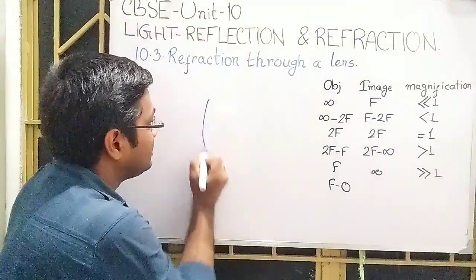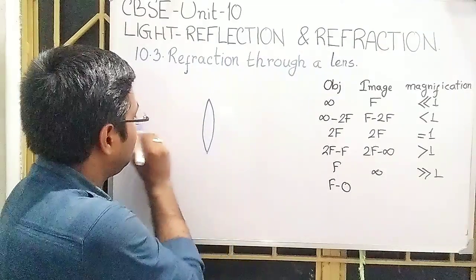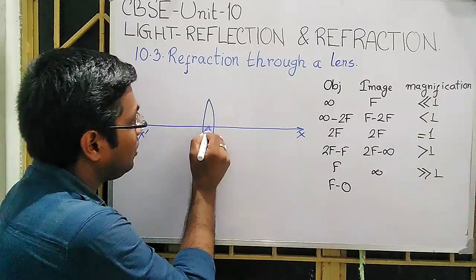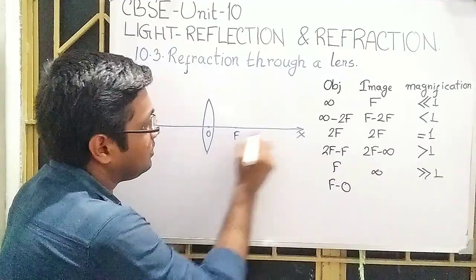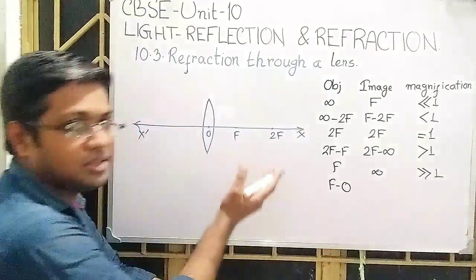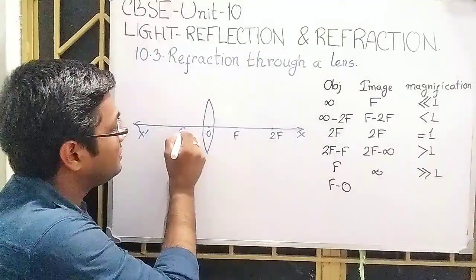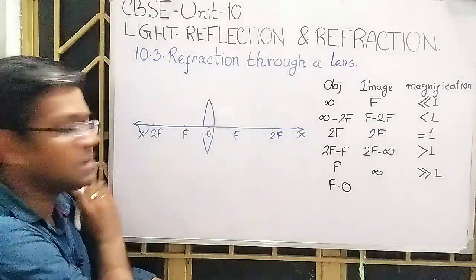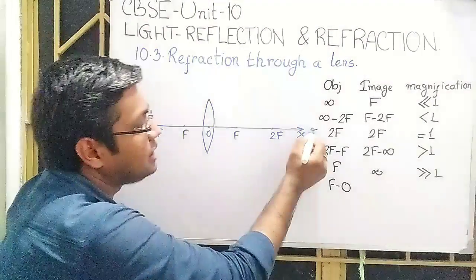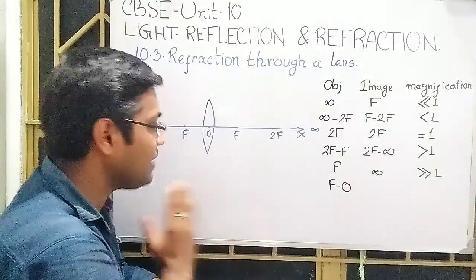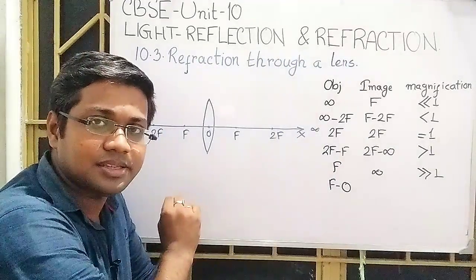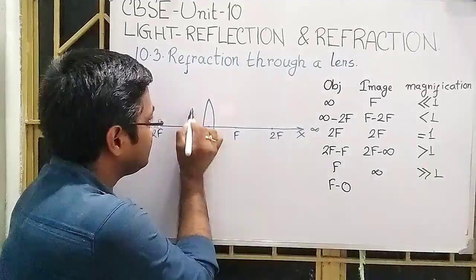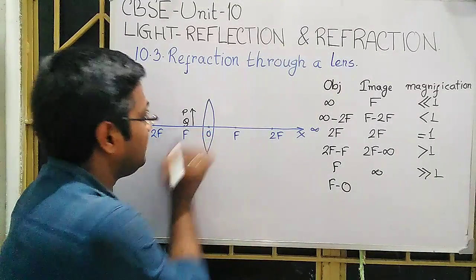This is a convex lens. Principal axis, optical center, focus, twice of the focus on the image side. Focus, twice of the focus on the object side, infinity and infinity, but the object is placed in between the F and O, in between the focus and the optical center of the lens. So the object is placed somewhere here, capital P and capital Q.